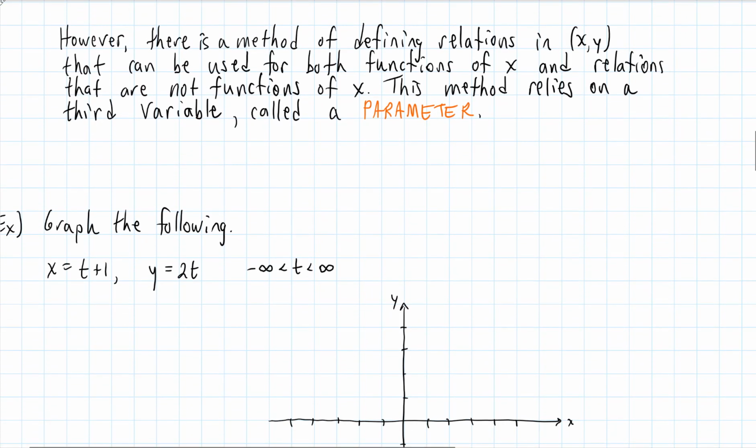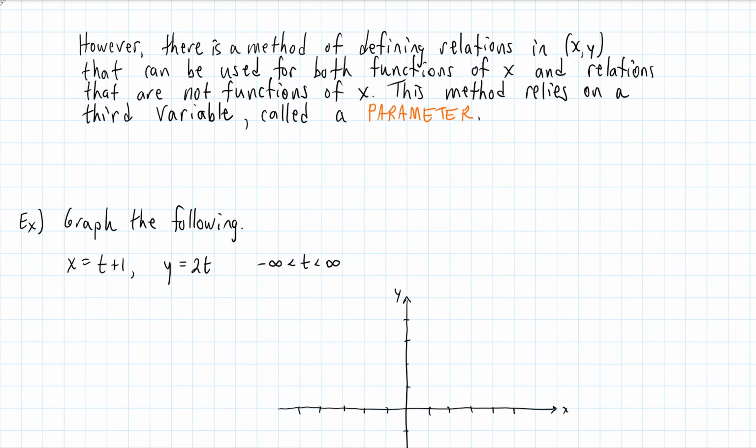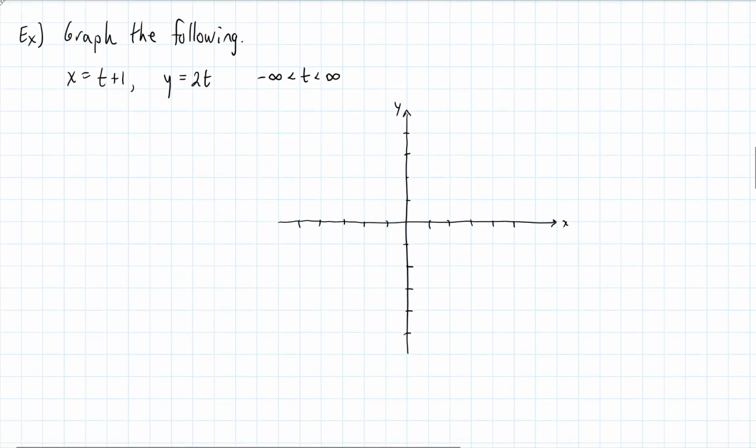So let's give this a try. Let's graph the following. Let's take a look at what we have here. We have the x variable defined as t plus 1. Now t is going to be the parameter. T is that third variable that we're going to introduce. But then the y-coordinate is always defined as 2 times the parameter t. And we're going to let the parameter vary from negative infinity to infinity. In other words, t can be any real number. We're going to let the parameter be any real number.